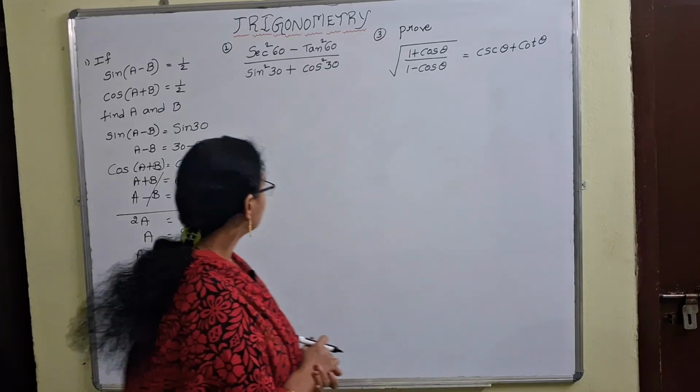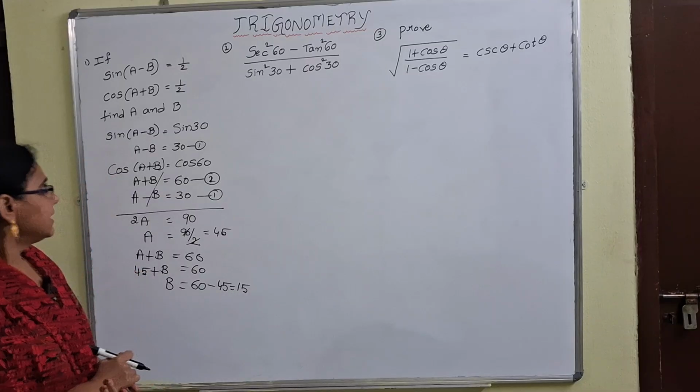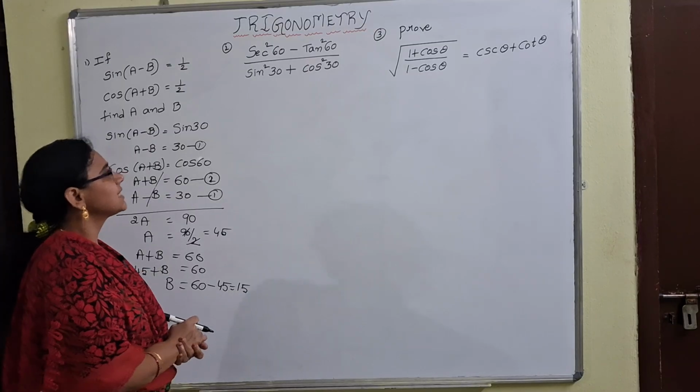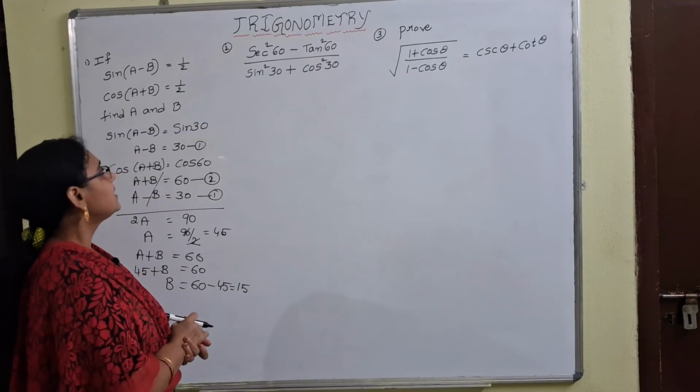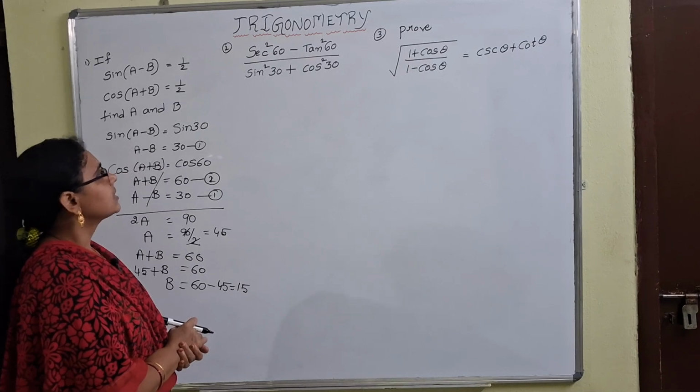Come to the second question. sec square 60 minus tan square 60 divided by sin square 30 plus cos square 30.